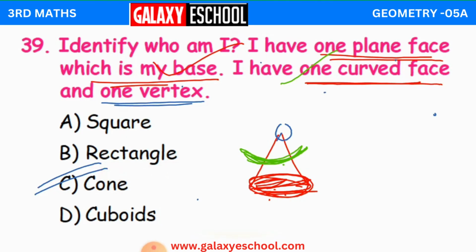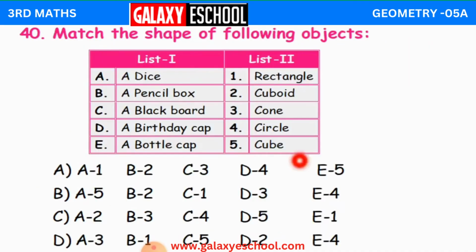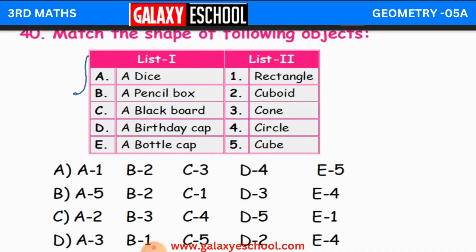Cone is the correct answer. Question 40. Match the shape of the following objects. What should we do, children? Here in list 1 we have certain objects and we have to match them with their shapes in list 2. So coming to the first one, a dice.